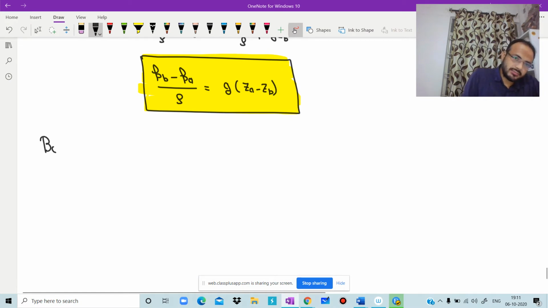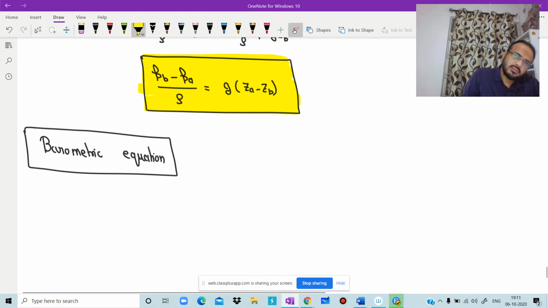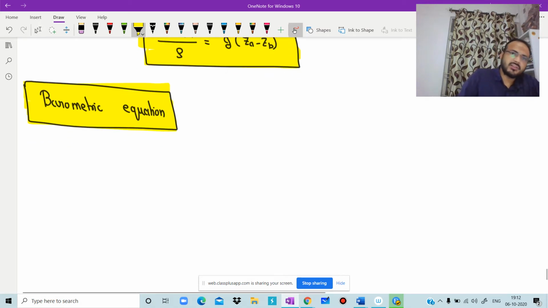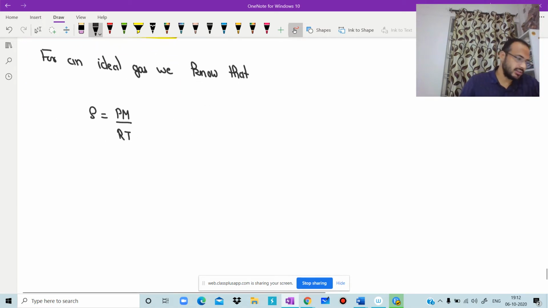Next one is barometric equation. So for an ideal gas, we know that rho is equal to Pm by RT. Is it clear? Is there any rocket science?